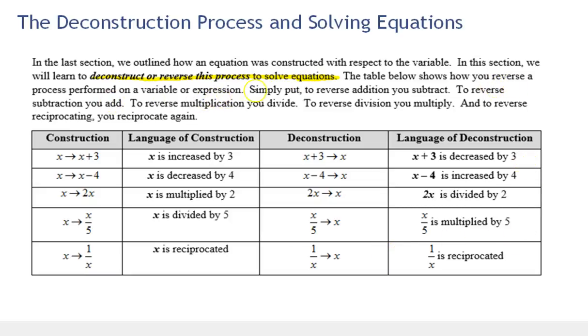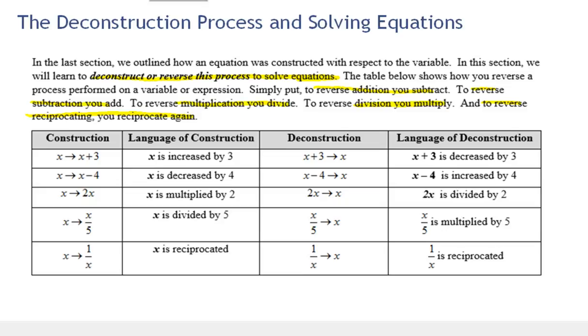or expression. But simply put, what this is telling us is that if you need to reverse addition, you subtract. Okay? So if you add 3 to get back to where you started, you would subtract 3. If you need to reverse subtraction, you're going to add. If you need to reverse multiplication, you divide. And to reverse division, you multiply. And one last one, and I'll show you why this works. To reverse reciprocating, you actually reciprocate again.